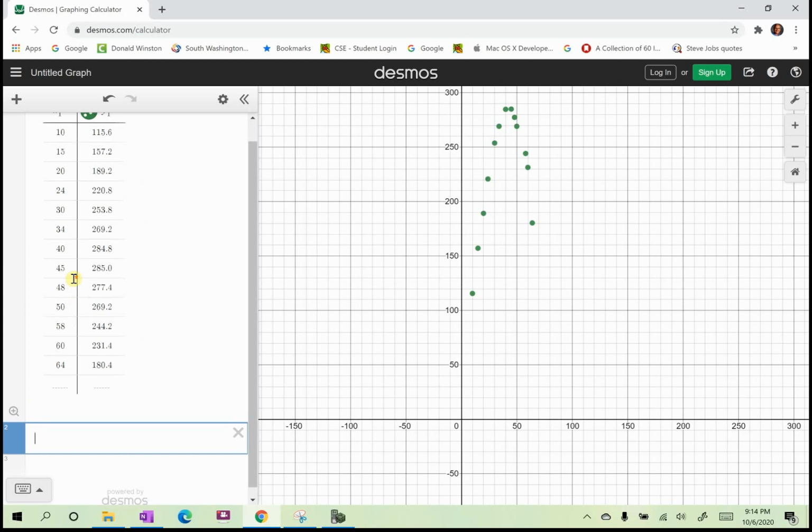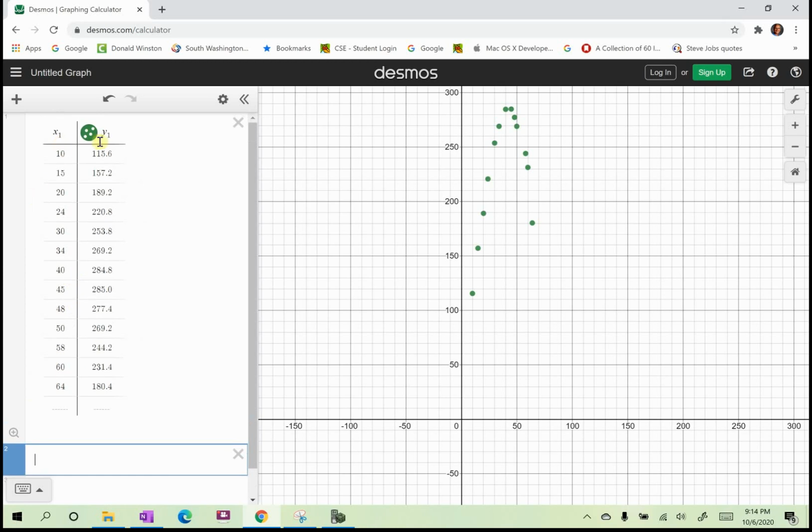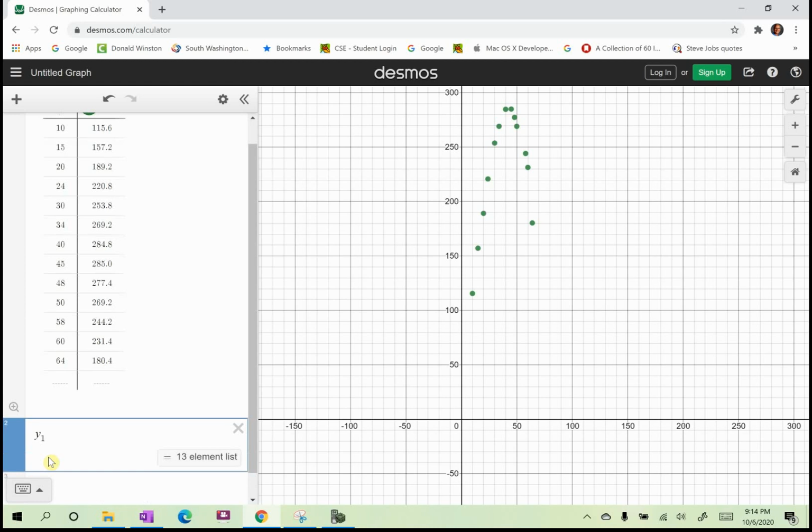And now I want you to notice up here we have x1 and y1, so those are the variable names we're going to have to use when we generate our equation. So down here, I'll say y1, but then I am going to use the tilde key, which is on the left side of my keyboard, right below the escape key. A little squirrely thing.